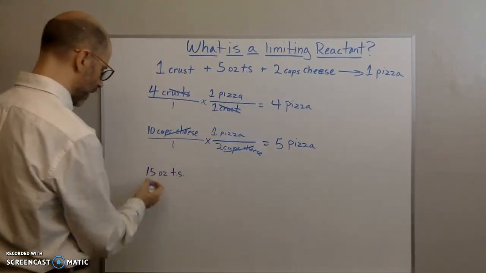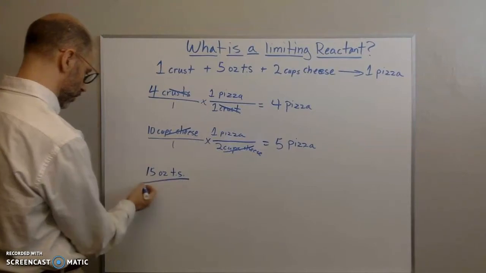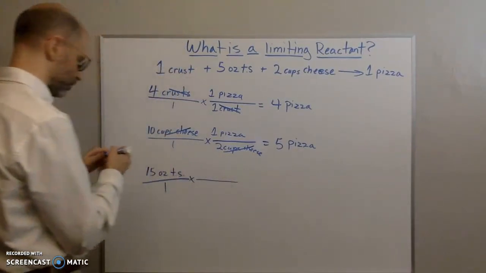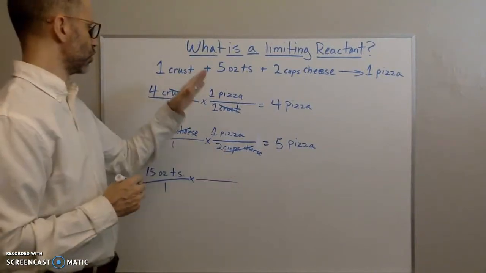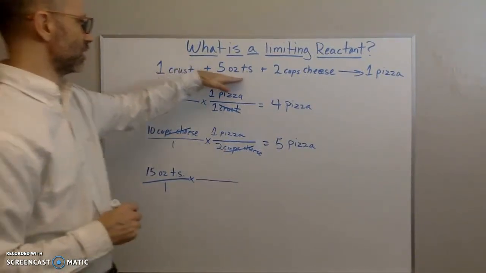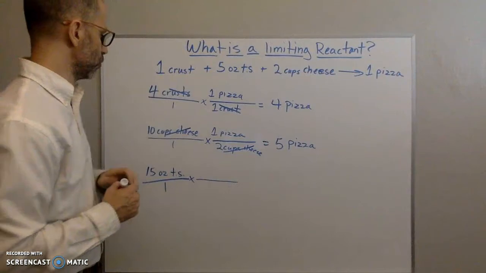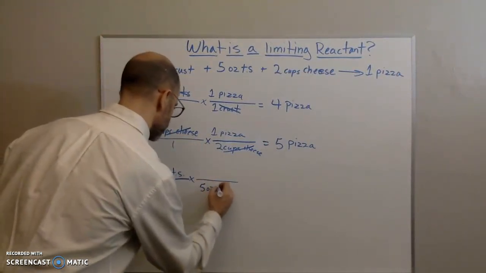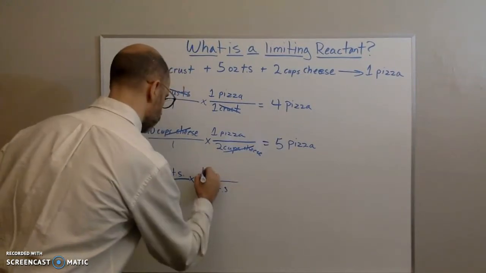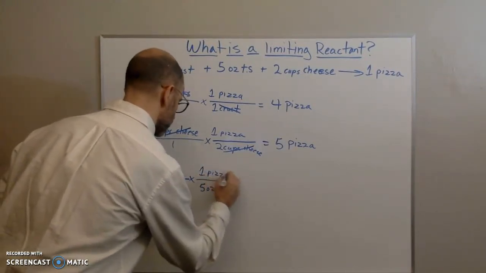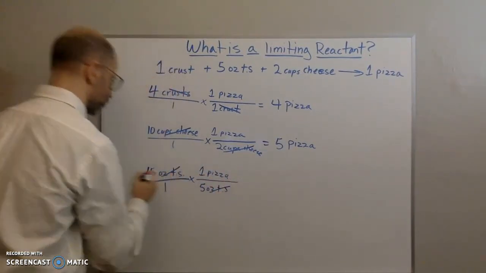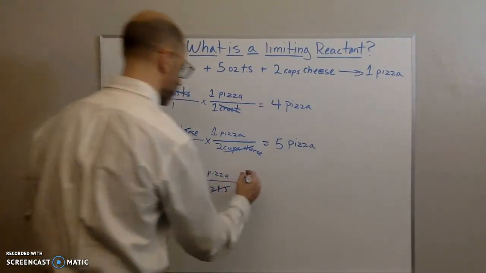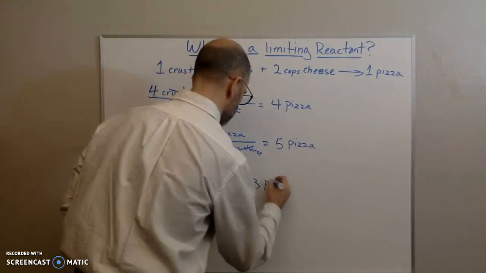What about the ounces of tomato sauce? I have 15 ounces of tomato sauce, so I can convert ounces of tomato sauce to pizzas. For each pizza, it's 5 ounces to 1 pizza. So that's the ratio I'm going to use. 5 ounces of tomato sauce on the bottom, 1 pizza on top. Ounces of tomato sauce cancel out, and so I can do the calculation. 15 divided by 5 gives me 3 pizzas.